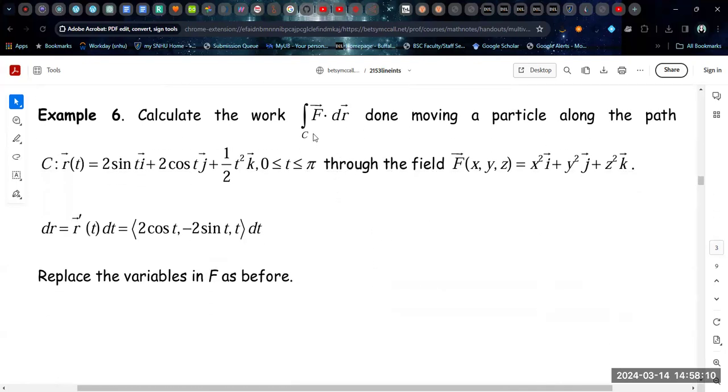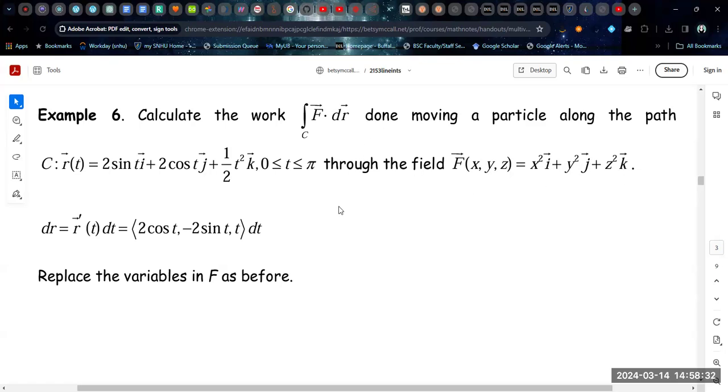Now, here's another example using the F dot dr notation. So in this case, we're not given a function, we're given a vector field. So that's why the arrow is above the F. So this is representing a vector field, and you can see from the format that the field is x, y, and z, but it's given in terms of i, j, and k.